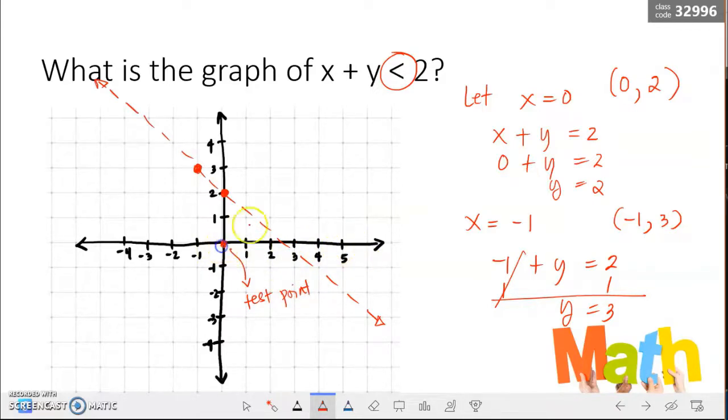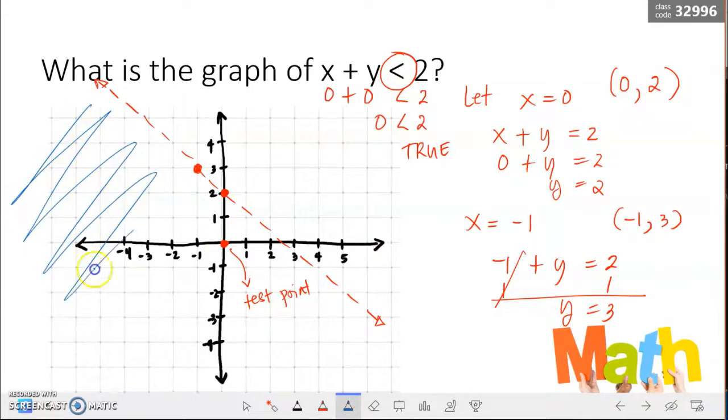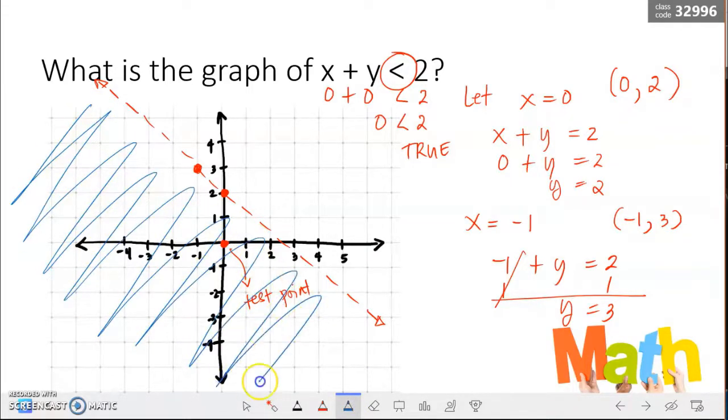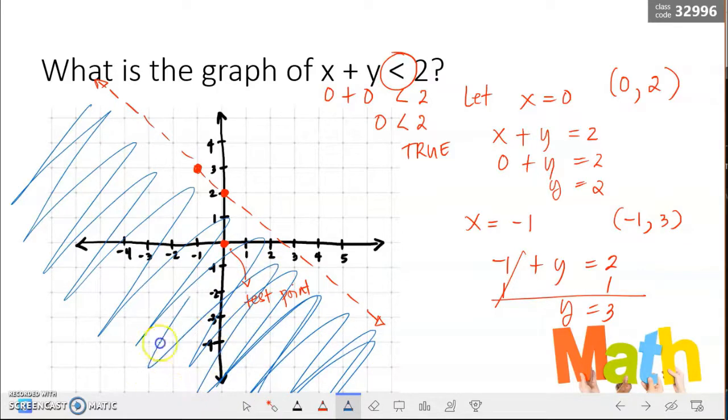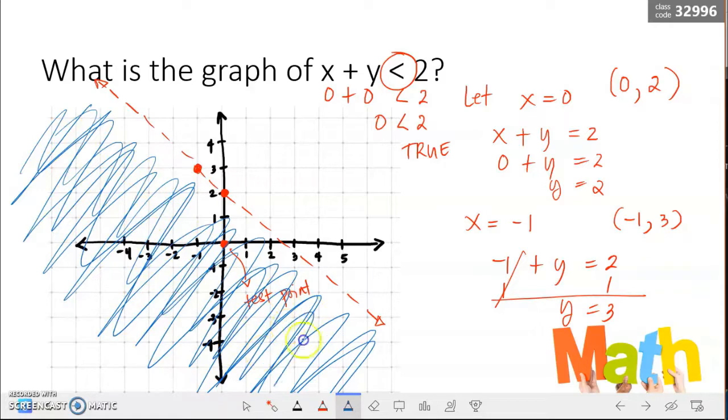So, that's the ordered pair 0, 0. Substitute lang natin. 0 plus 0 is less than 2. 0 plus 0 is 0. It's less than 2. It's true, right? So, ibig sabihin kasama ang point na to sa shaded na region. So, therefore, we would shade below. Ayan. So, yan na yan ang kanyang graph. Yan ang itsura ng kanyang graph.